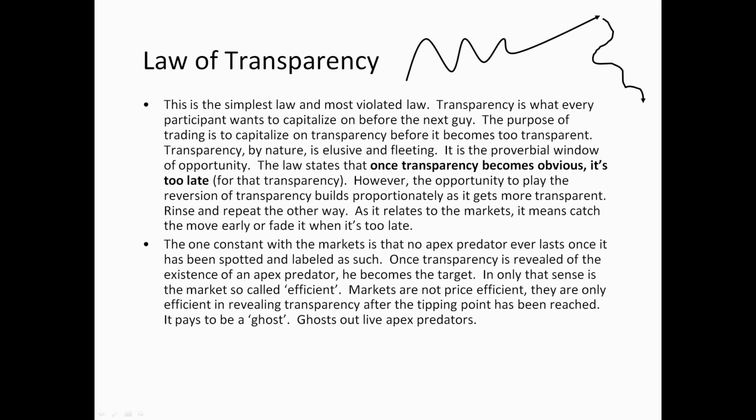So, laws of transparency, which I stated before. This is the simplest law and the most violated law. Transparency is what every participant wants to capitalize on before the next guy. The purpose of trading is to capitalize on transparency before it becomes too transparent, right? The one constant with the market is that no apex predator ever lasts once it has been spotted and labeled as such. And who's our apex predator? Algos. Even algos dry up the liquidity and start to fade back. So don't try to fight against it.